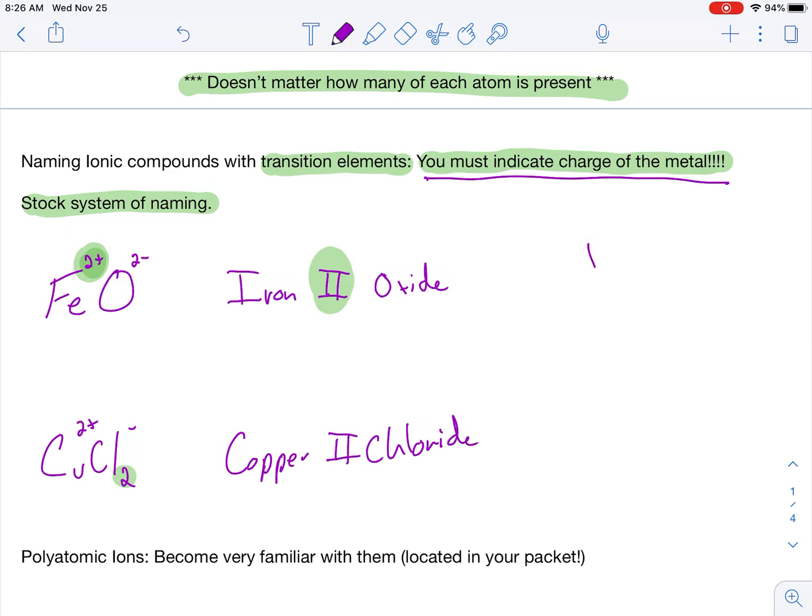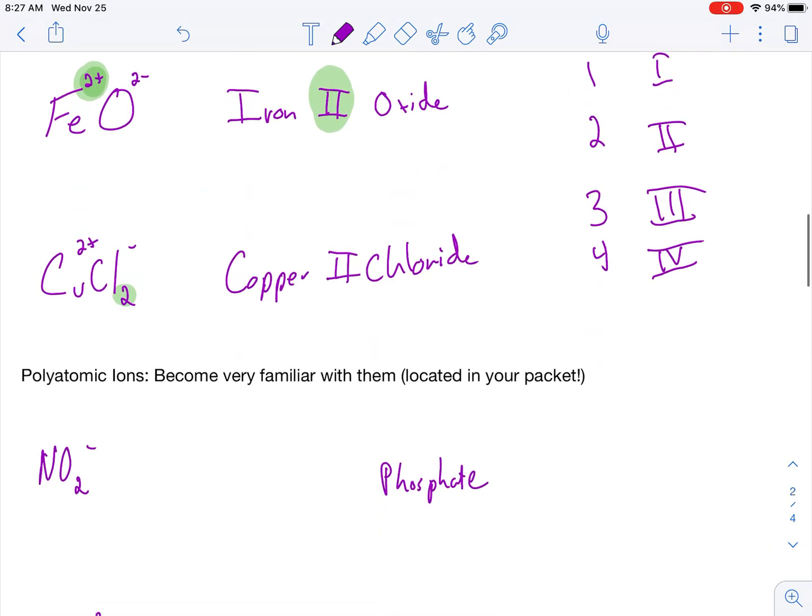The Roman numerals you're going to be responsible for in terms of charge are going to be 1, 2, 3, and 4. If you don't know those, that's 1, 2, 3, and 4 for Roman numerals. You could have a very large charge, but I'm only going to give you up to 4, I think. Tungsten forms like a +7 charge, but I don't think I'm going to give you anything past 4. And if I do, I'm sorry. We'll deal with it later.